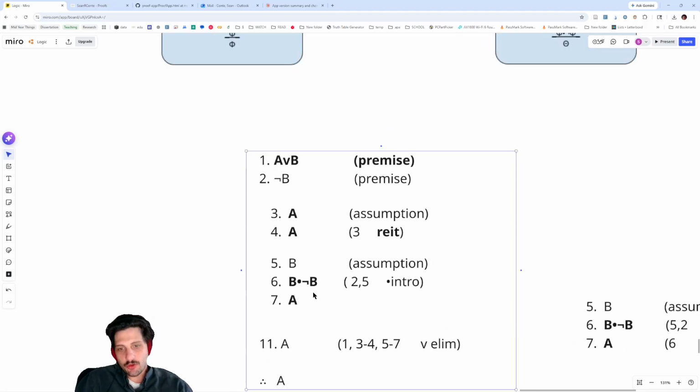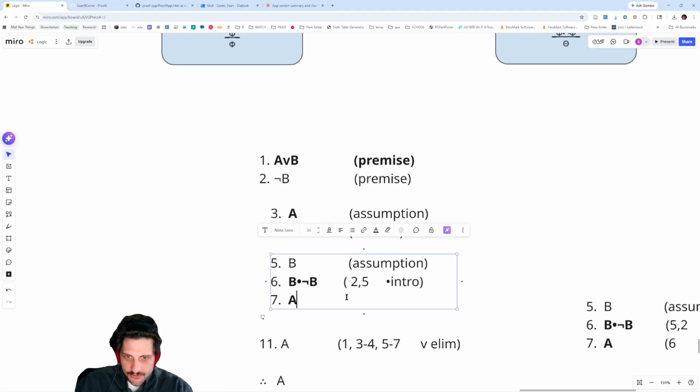So explosion often feels like a weird rule because it's like, oh, I just get to say whatever I want. But the point is, the only time we're ever going to do explosion is if we're already in a situation in which we know this situation just couldn't have occurred. This is just impossible. This is nonsense. So just like we can say B and not B are both true, we can say whatever else we want because nonsense is going to follow from nonsense.